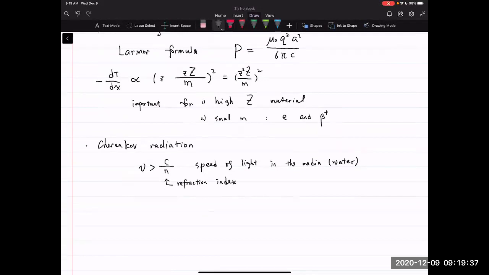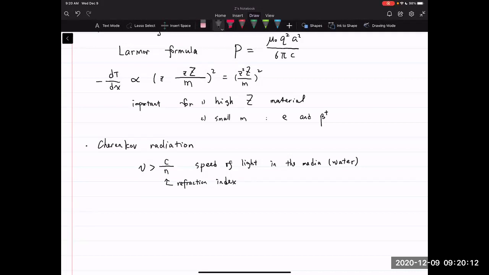So when this happens, we have a phenomenon discovered by Cherenkov. That's why he won the Nobel Prize for this discovery. This phenomenon is named after him, called Cherenkov radiation. So when the charged particle is moving with a speed more than the speed of light in the media, the front end of the wave generated by this moving charged particle is going to add up together.